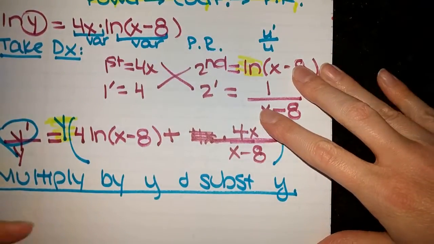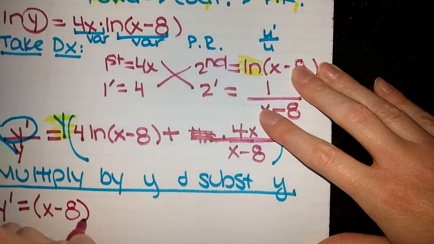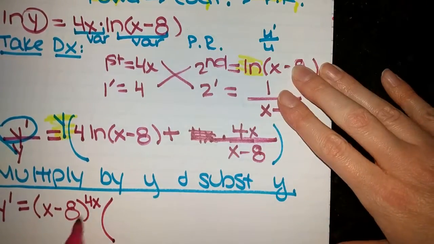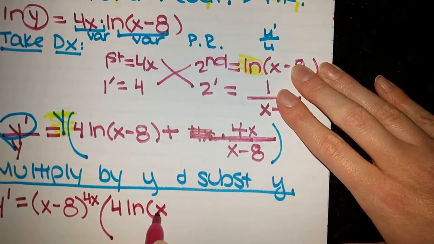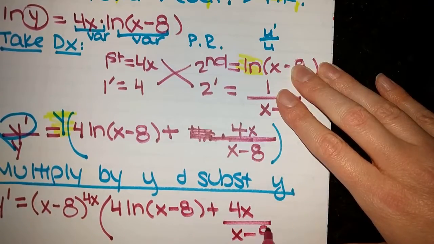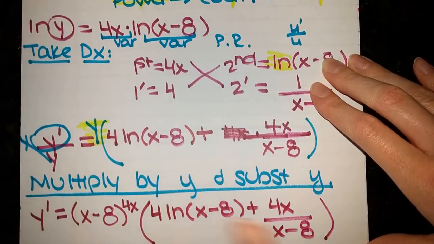So it will be y prime is equal to x minus 8 to the 4x, and then in parentheses, we'll have all of this. So it'll be 4 natural log x minus 8 plus 4x over x minus 8. And that is your final answer. And I'm sorry, it's a little skewed there.